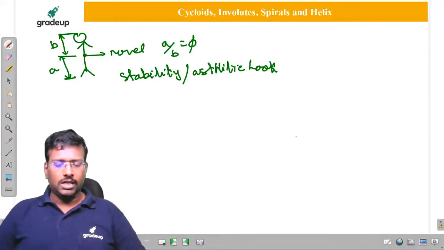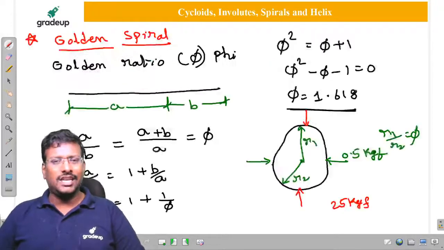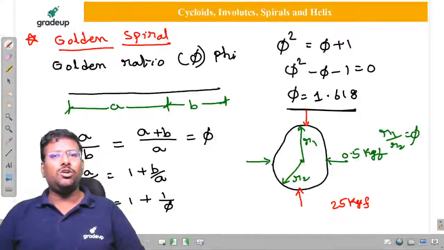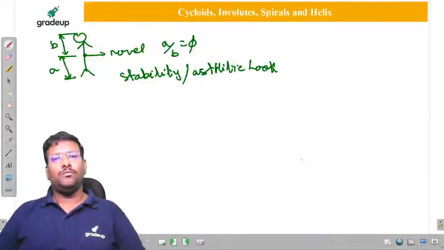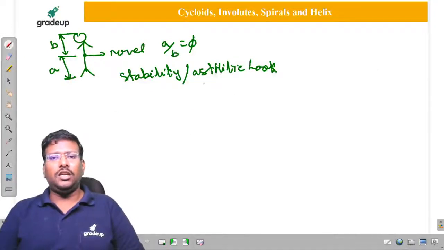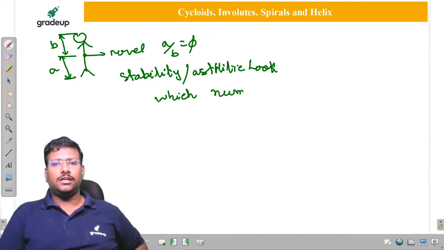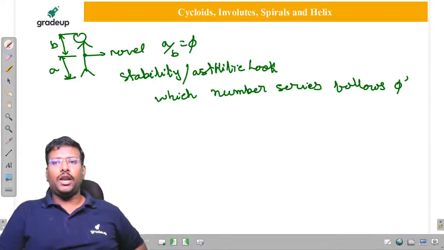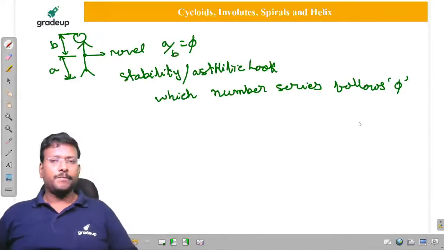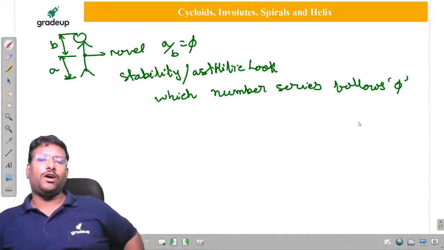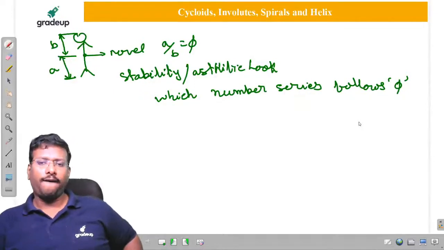Okay, now, sir, apart from this, what is the relation between the golden ratio and the golden spiral? Before that, sir, can you give which number series follows the golden ratio? Anyone here? Which number series follows the golden ratio?